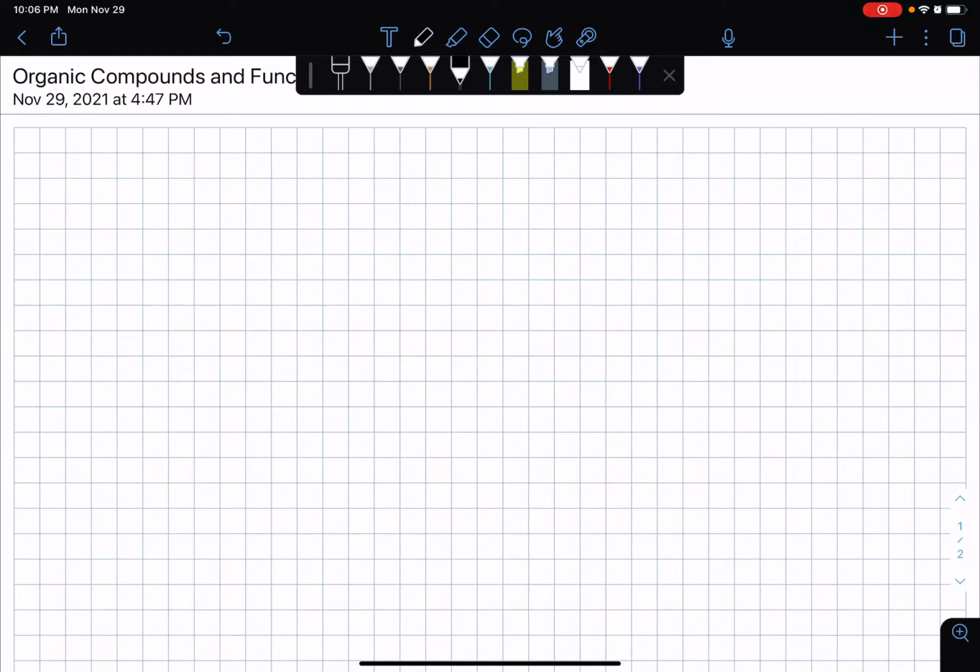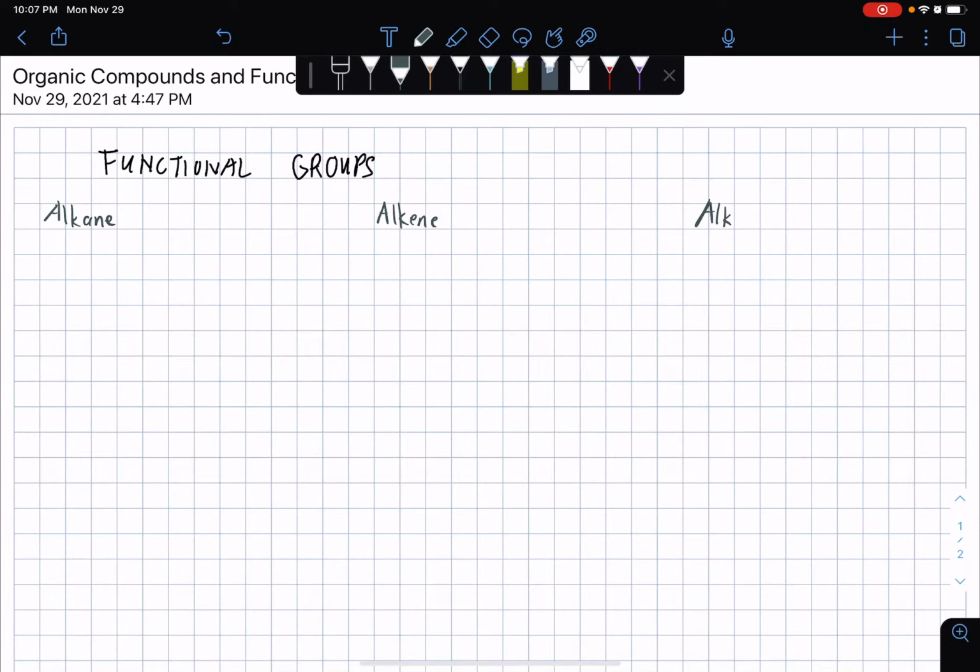Those students were also 10th grade or in grade 10. Okay, without further ado, let's start. So, functional groups. Let's start with the first three structures that I've learned. So we have alkane, alkene, and alkyne.